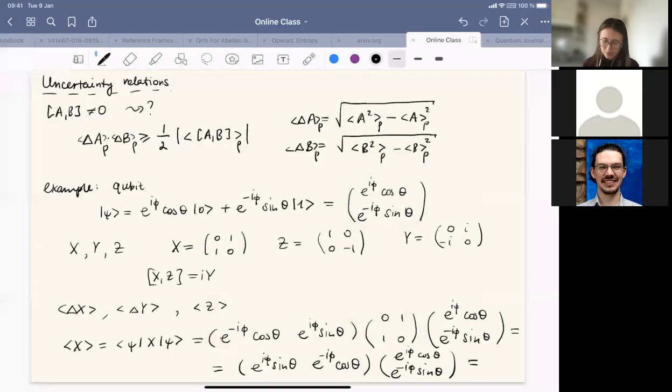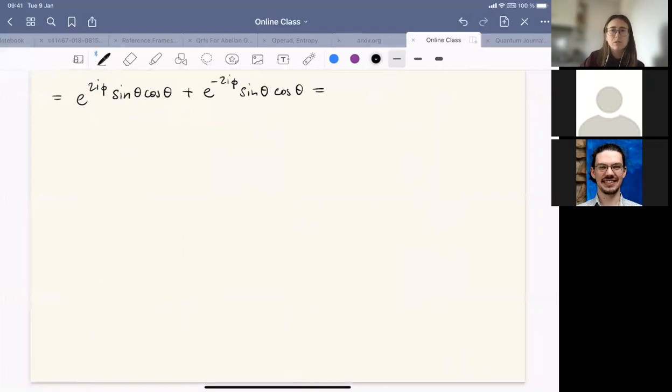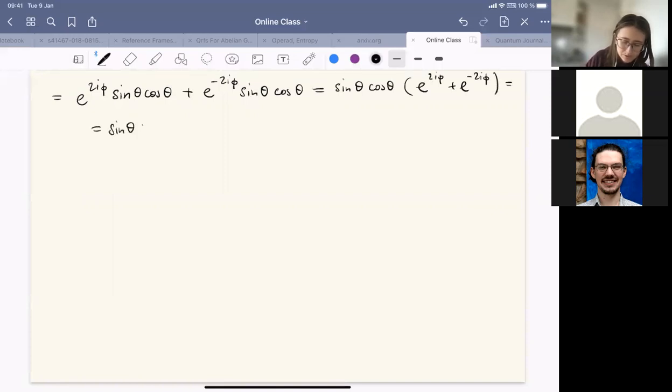Okay. So what we get now is e to the power 2i phi sine theta cosine theta plus e to the power minus 2i phi sine theta cosine theta. Let us massage this equation a bit. One thing we can see is that we can take sine theta cosine theta out, and we are left with e to the power 2i phi plus e to the power minus 2i phi, times sine theta cosine theta.